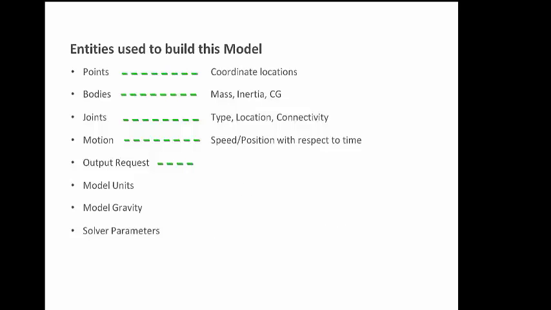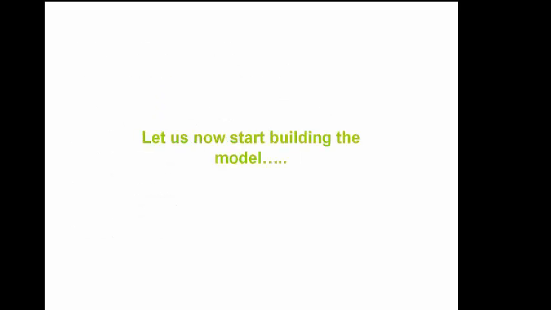We have different types of motion, and an output request is the information we are requesting from the solver. It can be forces, displacement, joint forces, velocity, acceleration, anything. And you can set the model units, for example SI units, MKS, or other systems, each with different model units. You can change the gravity within the same MotionView, and there are some other solver parameters.